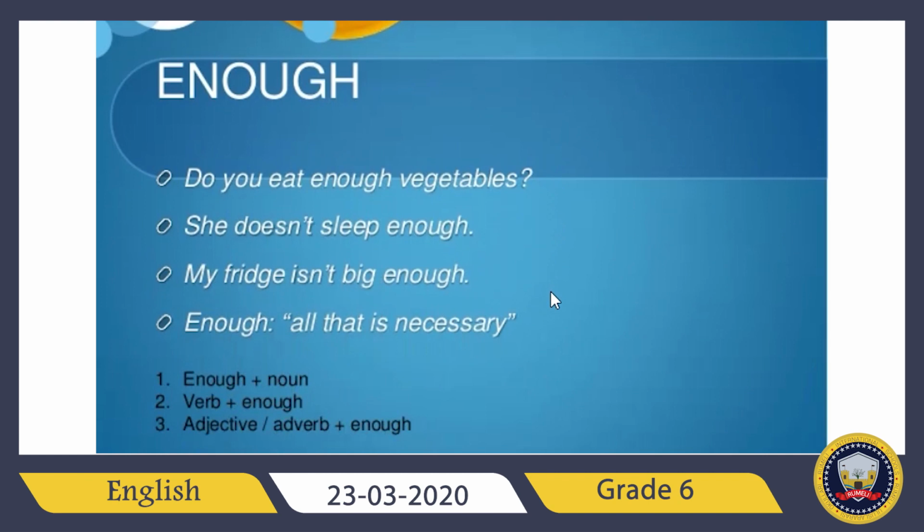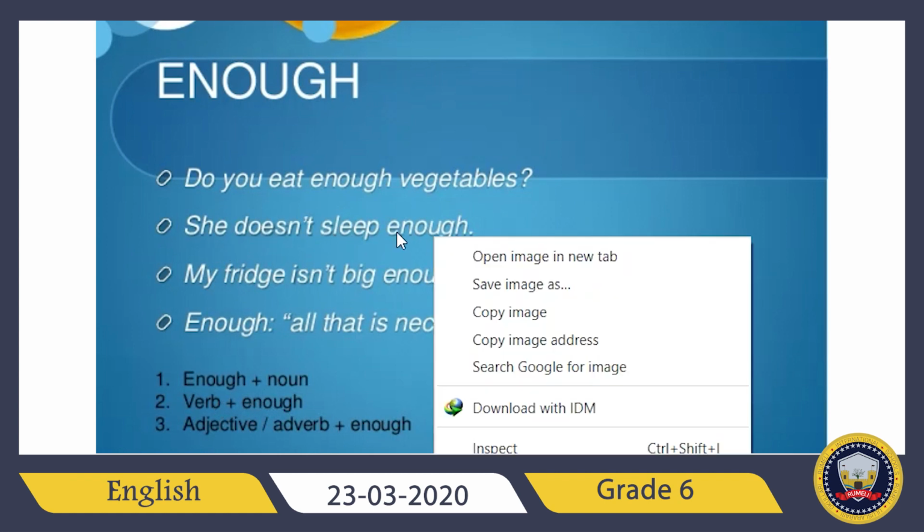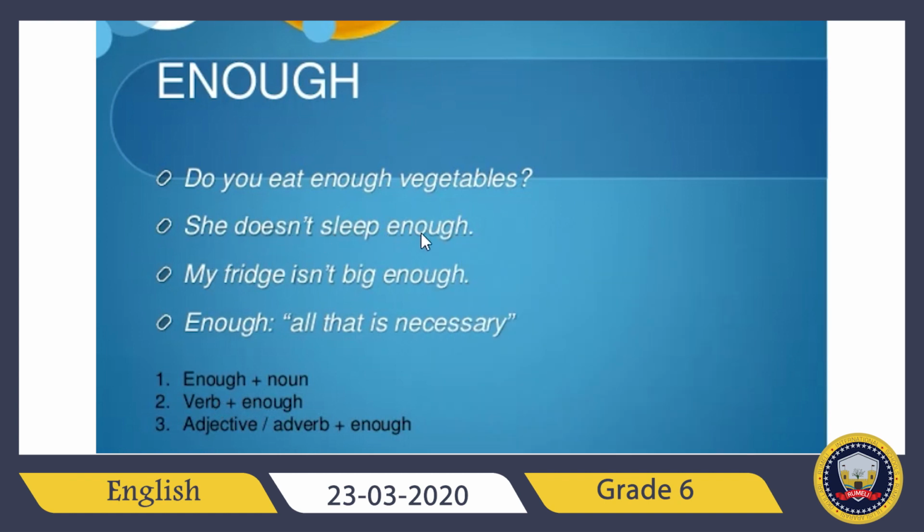And the other quantifier is "enough." Usually we bring, as you see in number 1, a noun after "enough." Do you eat enough vegetables? So as you see here, "enough" is here, and after "enough" we have a noun. Another one is bringing a verb before "enough." "She doesn't sleep enough." So before "enough" you can have a verb.